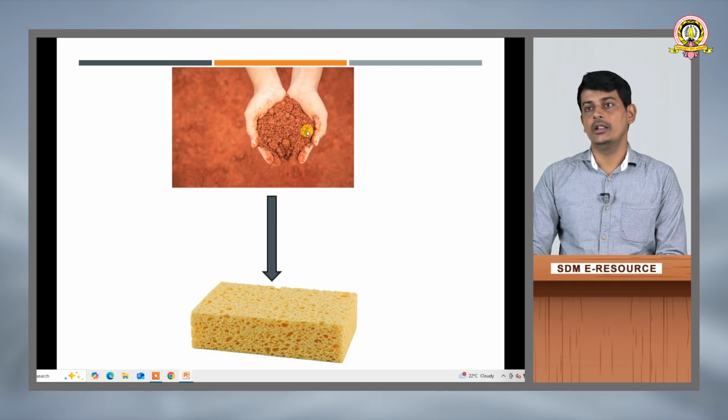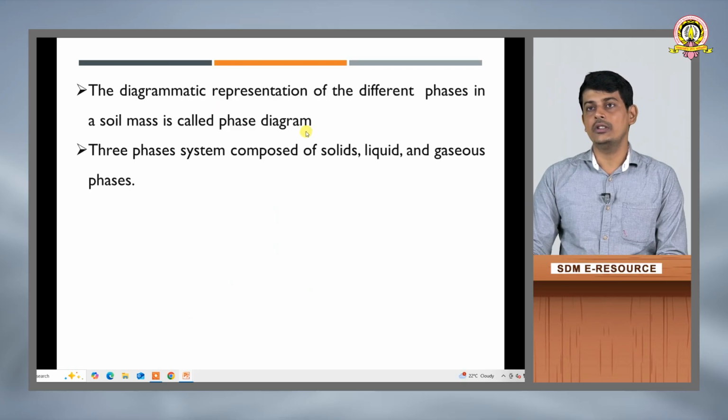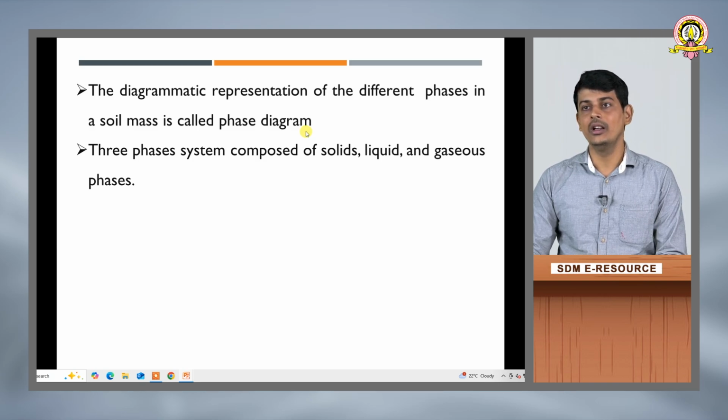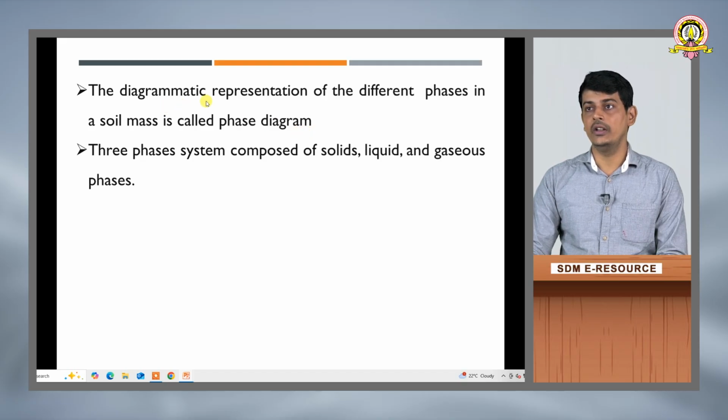If you take the soil, the voids of the soil are partially filled with air and partially filled with water. So, the diagrammatic representation of the different phases in the soil mass is called a phase diagram. In a 3-phase system, it is composed of solids, liquids and gaseous phases.